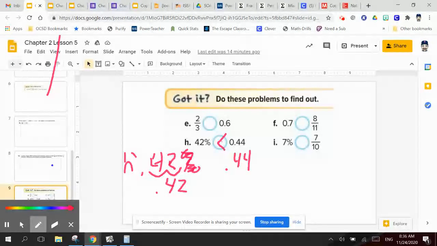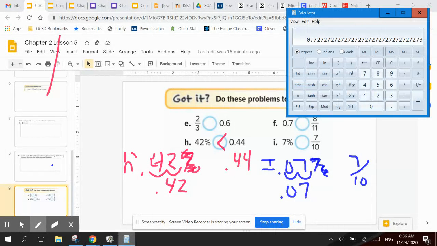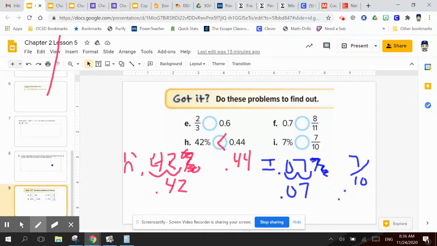In letter I, 7% and 7/10. 7%, I lose the percent sign. I move my decimal 2 places back, fill in any potholes I have. So I have 0.07. 7/10, I take 7 divided by 10. I get 0.7. This number has two numbers, so I have to add a 0 here. 7 is less than 70, so 7% is less than 7/10.